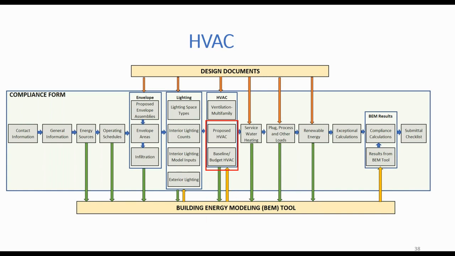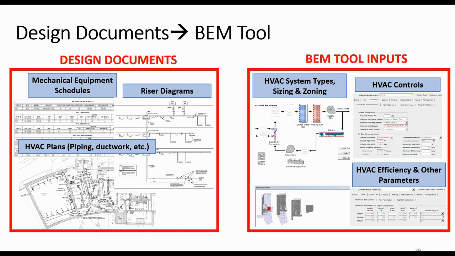All right, so next we have HVAC, and we're going to touch on the two tabs shown there. Okay, so with HVAC, we have our design documents. Once again, we have mechanical equipment schedules, riser diagrams, we have HVAC plans, which include piping, ductwork, and so there's a lot of information in the design documents with regard to HVAC. And there's also a lot of tool inputs that need to be made. You need to determine the appropriate system type based on your design documents, your HVAC zoning. Then you need to determine what types of controls to model for each of these systems. Then the efficiencies and all the other parameters like fan power, pumping power, all of those items need to be determined from the design documents so that they can be input into the building energy modeling tool.